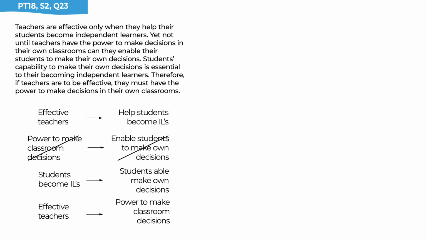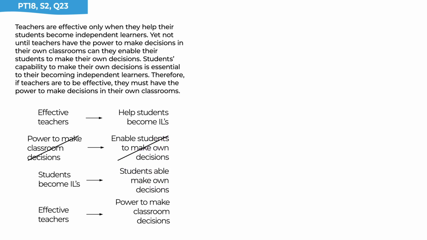When we get more than one conditional logic rule, they often link together. So we want to look to see, do they have any repeating ideas? Well, effective teachers showed up twice. Becoming an independent learner showed up twice. Having the power to make classroom decisions showed up twice. And being able for students to make their own decisions showed up twice.